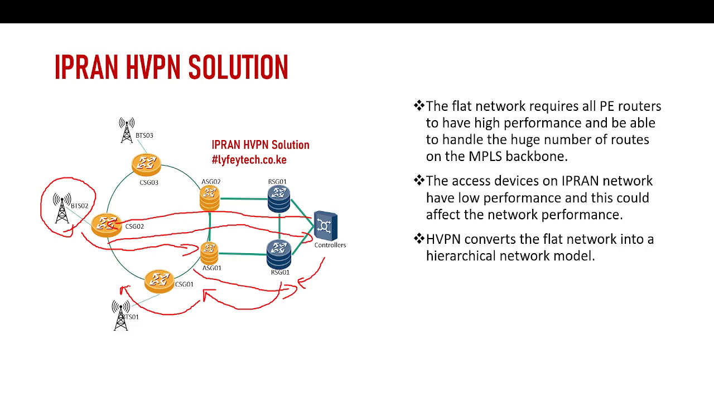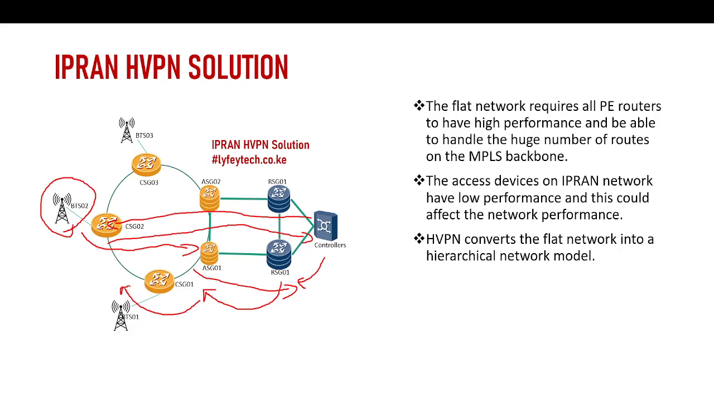So the flat network means that all the PEs must have high performance, because all PEs should be able to handle the routes, should be able to process the packets and handle the routes from all the VPNs, even the local and the remote VPN. So this one requires that all PE routers on the service provider network should have high performance and be able to handle the huge number of routes on the MPLS backbone.